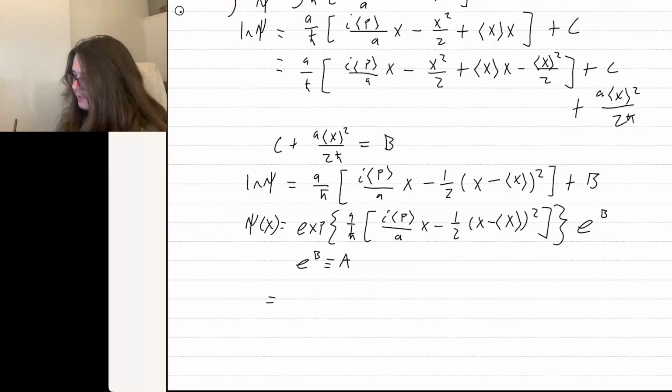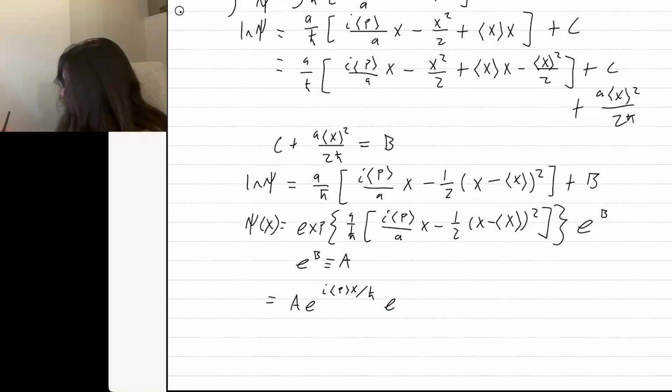And then after that we have A, e, and then I'm going to try and separate stuff out a little bit now. i expectation value of p x over h bar, and then e to the minus A times x minus expectation value of x squared over 2 h bar. And I think that's the way that Griffiths left it in the book. Yeah, it is. Okay.